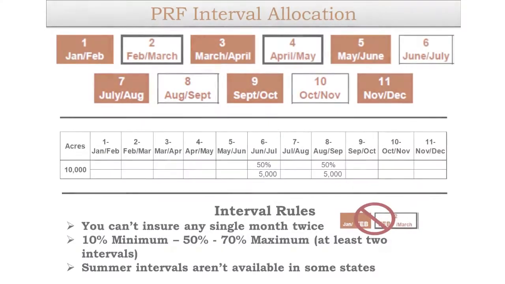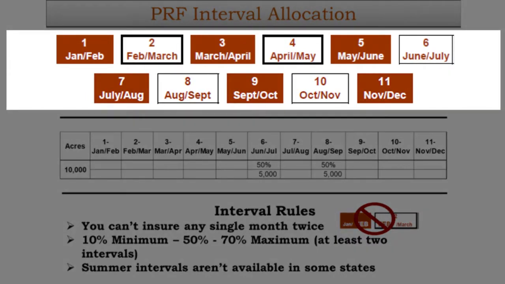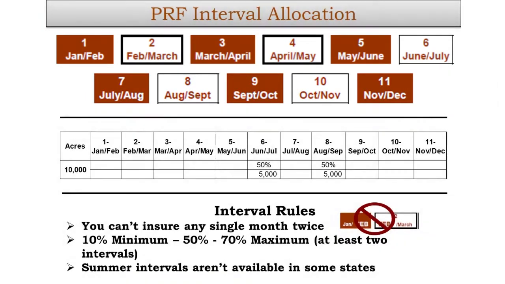Step 3. PRF allows you to split your coverage among 11 2-month timeframes in each rainfall grid. These 2-month timeframes are called intervals. The 11 2-month intervals offer maximum flexibility to place rainfall coverage during months critical to your growing season.